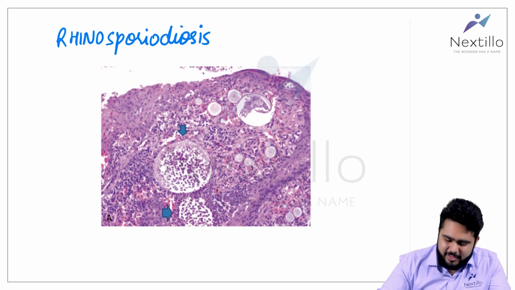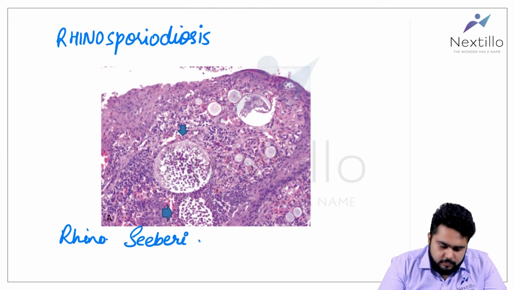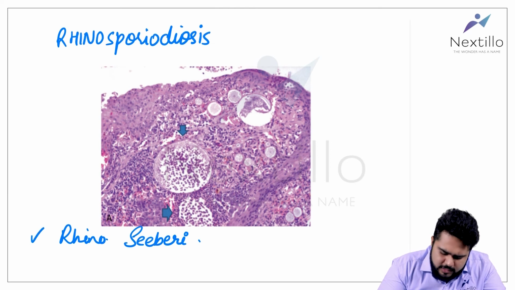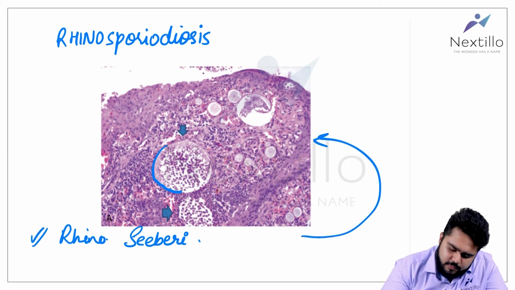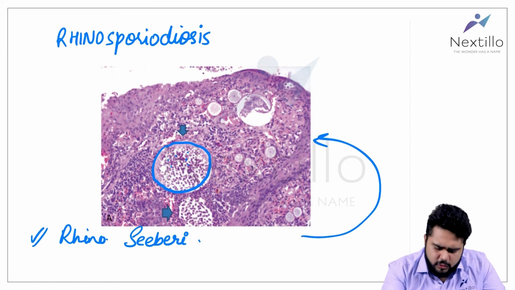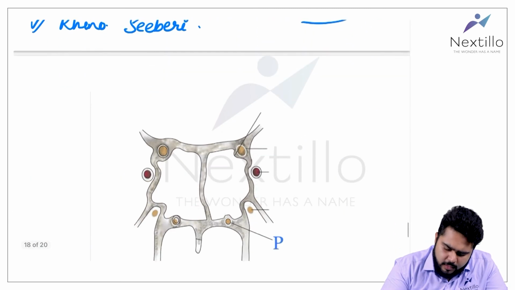What is the causative organism for rhinosporidiosis? Someone? Did you answer? Okay, I'll only tell. Rhinosporidiosis seeberi. Right? So this is one of the causative organisms. In this picture, you can see a sporangium in which there are multiple preformed sporidia. So this is a simple, straightforward question. Let's move to the next one.